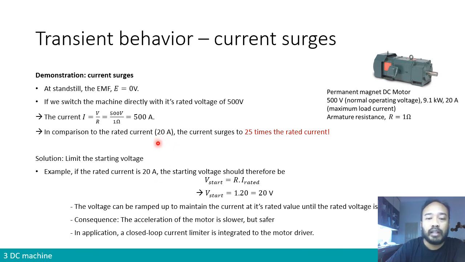So twice means up to 40 amps, or 5 times up to 100 amps. So it might go to 40 amps or 100 amps of starting current, but only for a short moment while the machine is accelerating. After that fraction of a second, we have to go back to the rated current or lower so that the machine will not be damaged.